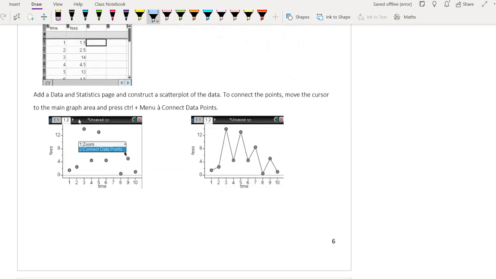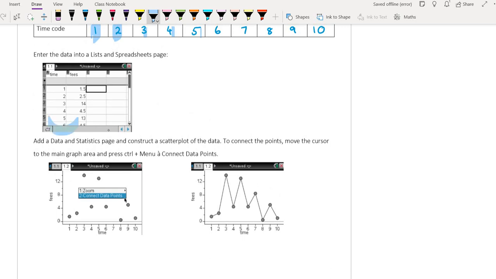And then you know how to put this data into a scatter plot, and the only extra thing you have to do is press Control and Menu, get this little menu popping up, and select connect data points, and it will give you a time series plot.